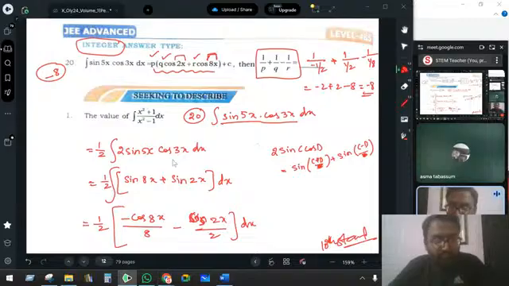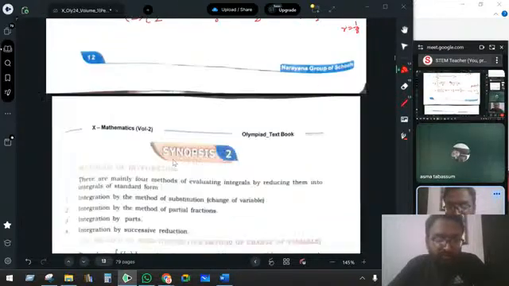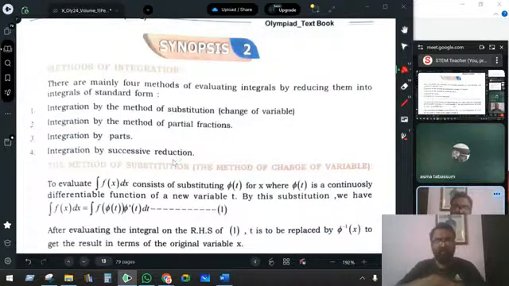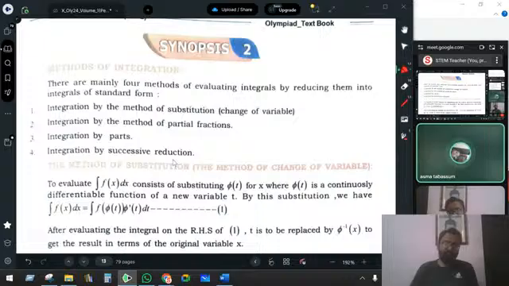With this, your worksheet 1 is completed. Let's go to worksheet 2. Can you read the heading? Methods of integration. What is the first method? There are mainly four methods of evaluating integrals by reducing them into integrals of standard form: integration by the method of substitution, integration by the method of partial fractions, integration by parts, and integration by successive reduction.